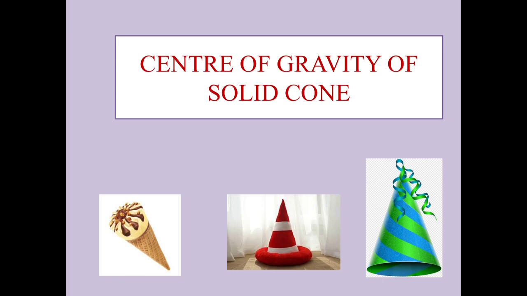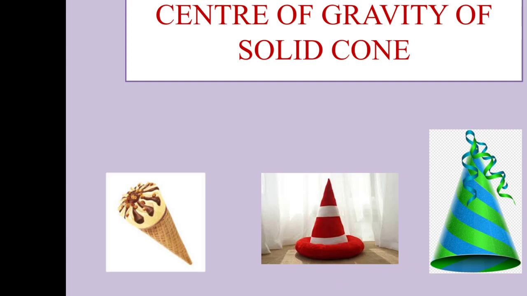For a solid cone, the first picture explains it best. A wafer in a conical form filled with ice cream is the perfect example to explain a solid cone. A conical structure will have a pointed tip and its base will look like a flattened circle.